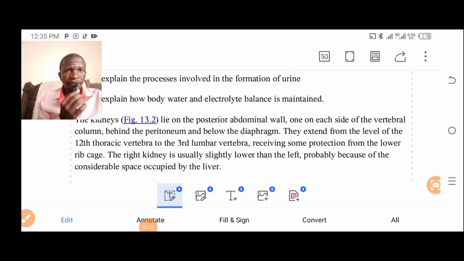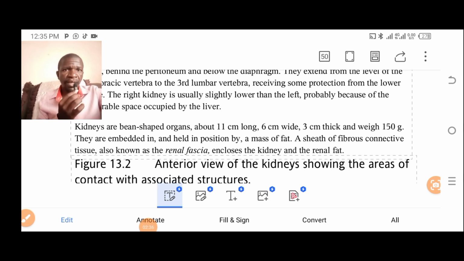So they extend from the level of the 12th thoracic vertebra to the 3rd lumbar vertebra, receiving some protection from the lower rib cage. The right kidney is usually slightly lower than the left, probably because of the considerable space occupied by the liver. So the kidneys are bean-shaped organs, about 11 centimeters long, but obviously in adults, 6 centimeters wide, 3 centimeters thick, and weigh 150 grams. They are embedded in and held in position by a mass of fat.